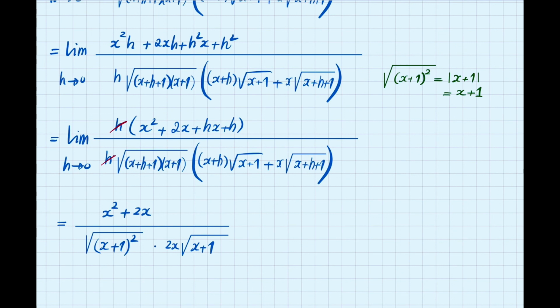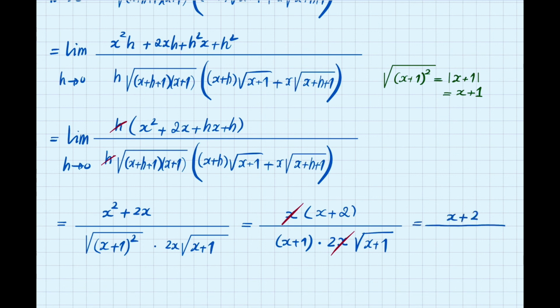So here, if I want to continue, in the numerator I can factor an x, it becomes x plus 2. Factoring is because I want to write this in the simplest possible form. And instead of this one, I write absolute value, but absolute value is not needed because of my explanation, so it becomes just simply x plus 1. And then you have a 2, then you have x, then you have a square root of x plus 1. But then what you see is that this x and that x are cancelled, so what is left in the numerator is simply x plus 2, and what is left in the denominator is a 2, an x plus 1, and a square root of x plus 1.